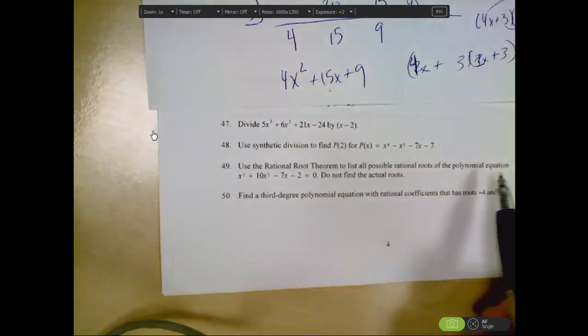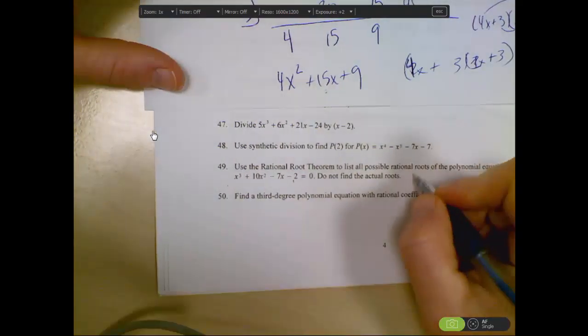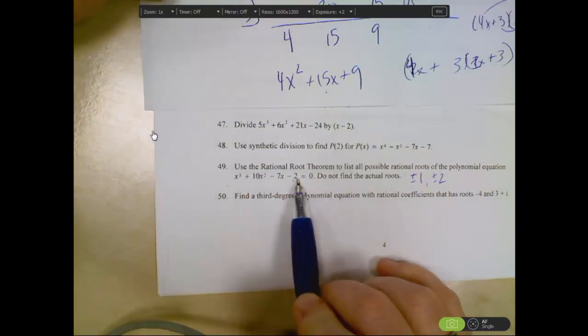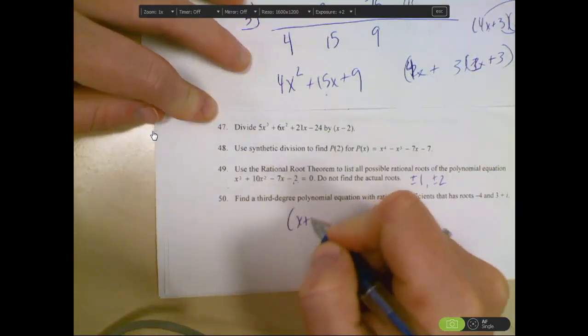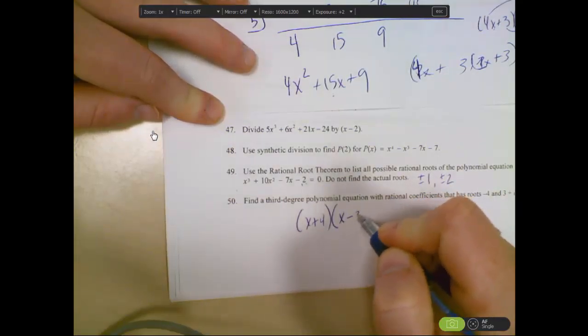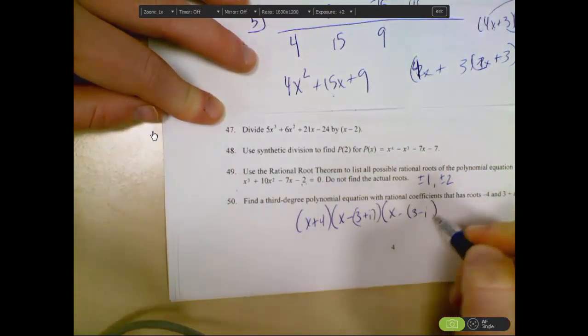Rational root theorem is all the factors of this over all the factors of that. That's certainly easy. Plus or minus 1, plus or minus 2. That's it, because all the factors of 2 are just 1 and 2. Third degree polynomial. Well, one of the factors is x plus 4. Another factor is x minus 3 plus i. The other factor is x minus 3 minus i.